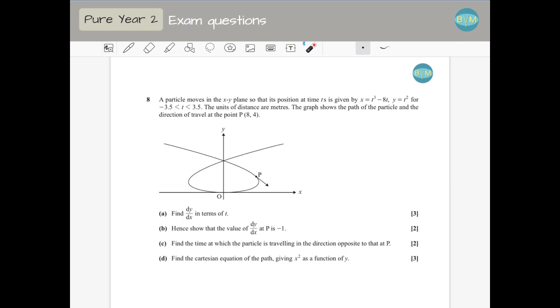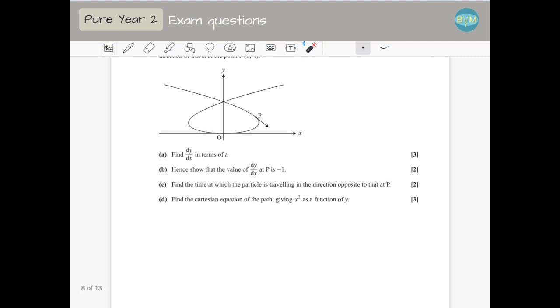Hello, this is question 8 on your OCR MEI from June 2022 paper 1. A particle moves in the xy plane, and the position at time t seconds is given by these parametric equations, where t is between minus 3.5 and 3.5. The units of distance are meters, and the graph shows the path of the particle and the direction of travel at P, which is (8, 4). Find dy by dx in terms of t.